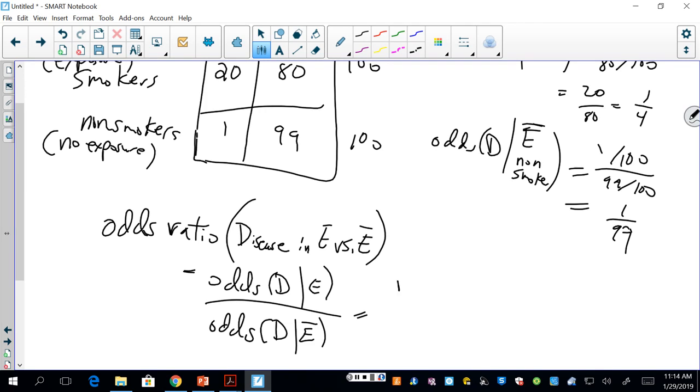So in this case, the odds were 1 out of 4, 20 out of 80 in the individuals who had exposure, but it was 1 out of 99 for those that are not exposed. So this becomes 99 out of 4, or almost 24.75 times. The odds are almost 25 times as high for disease among the smokers versus the non-smokers. So odds ratios get used as that comparison.